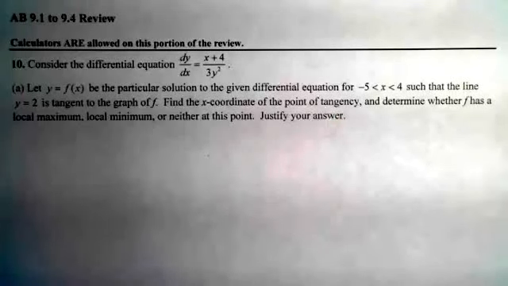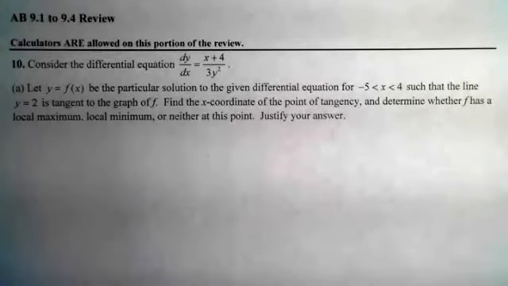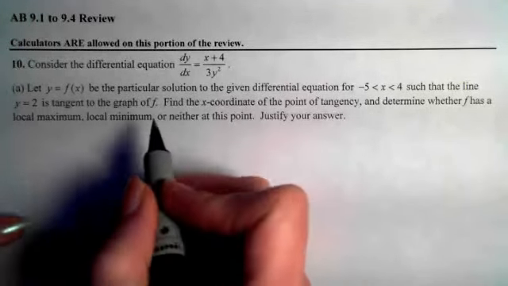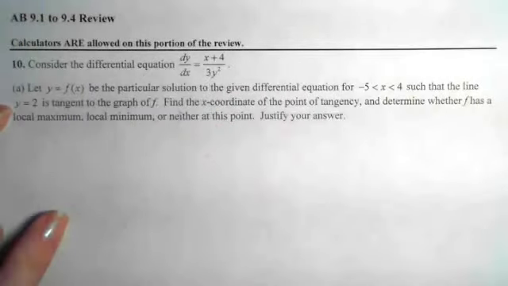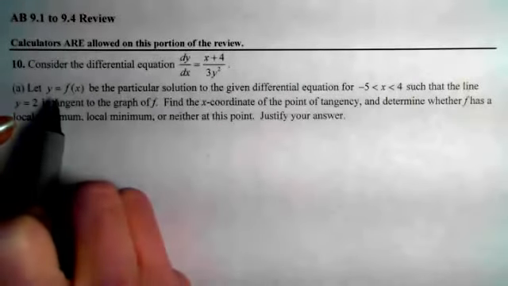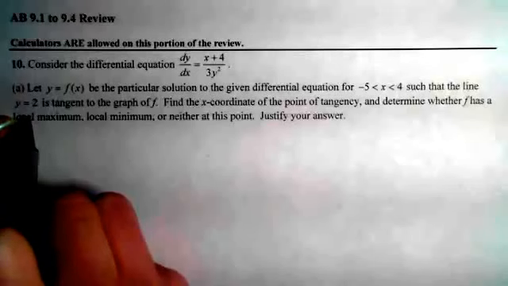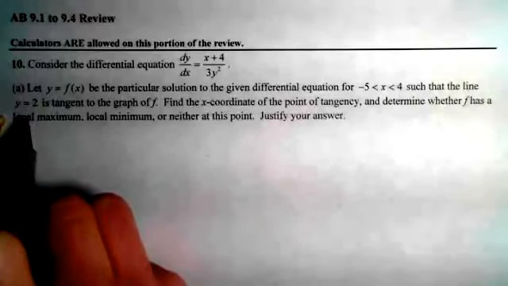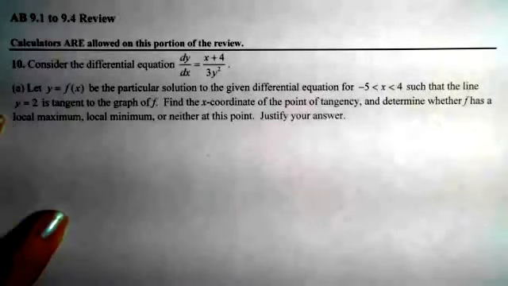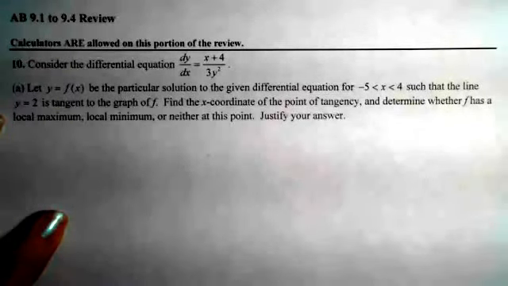This is the AB 91294 review. Calculators are allowed, and it is number 10, the last free response. We've got a differential equation, and we have a particular solution such that the line y equals 2 is tangent to the graph, and we want to find the x-coordinate of the point of tangency and determine whether f has a local max, local min, or neither.